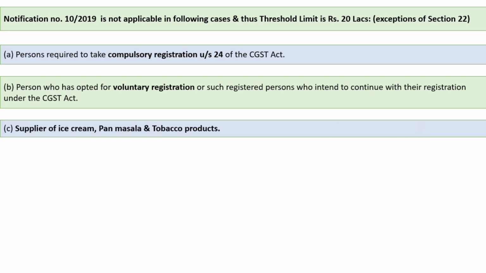Next one, supplier of ice cream, pan masala and tobacco products. So here if a person is supplying these goods, ice cream, pan masala and tobacco products, then the limit of section 22 is not applicable. Here the limit is 20 lakh only. The 40 lakh limit is not available in this case.